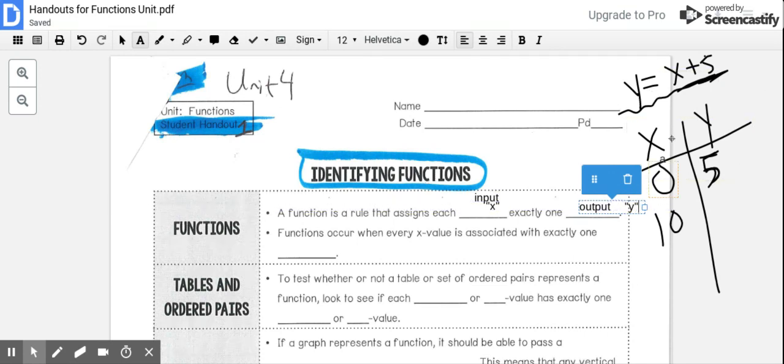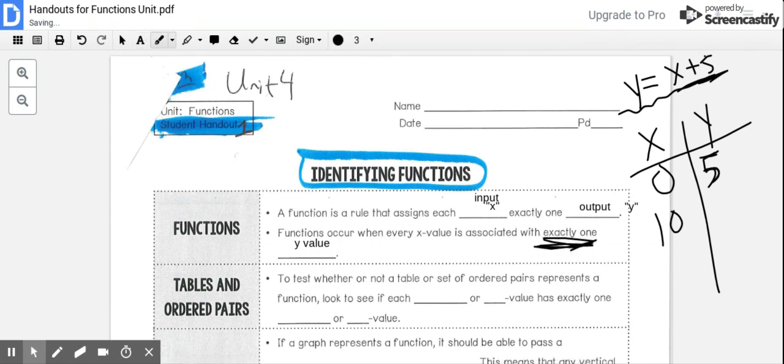Okay, so if you think about that, like on this one, if x is 0 with this rule, with this function, the only possible answer is 5. If x is 10, the only possible answer is 15. So this equation would be considered a function. And later on, we're going to see ones that wouldn't be. Okay, so functions occur when every x value is associated or paired with exactly one and only one y value. So make sure that you know it's exactly one and only one. You might want to make a note of that and put only.